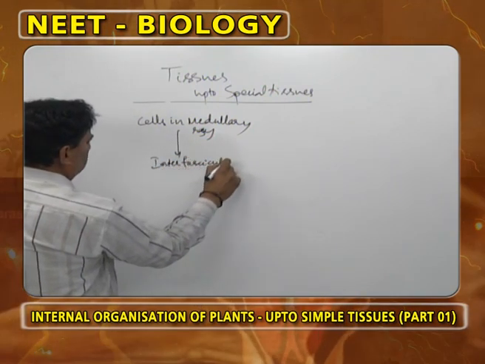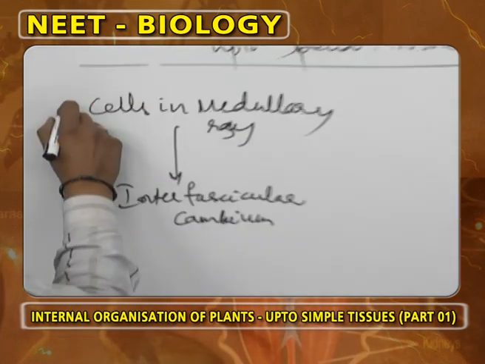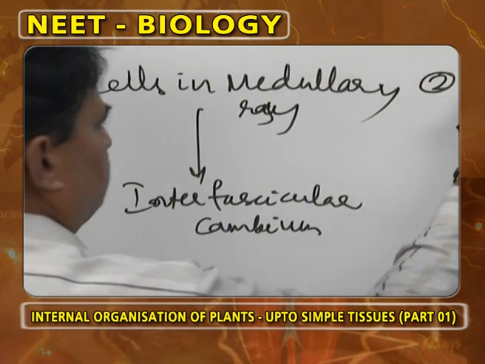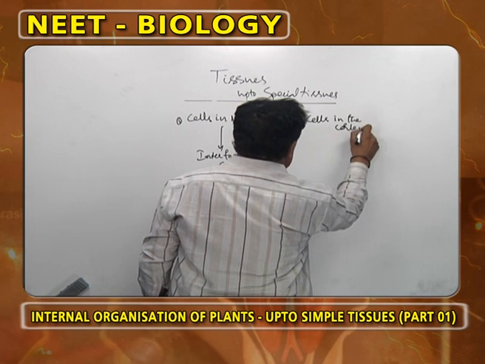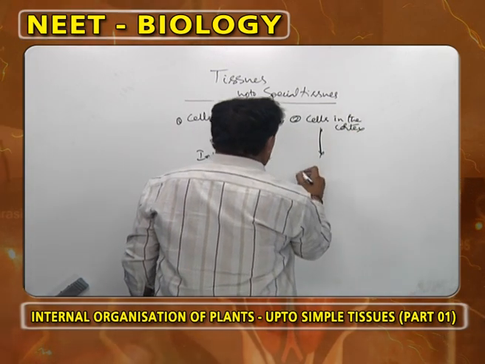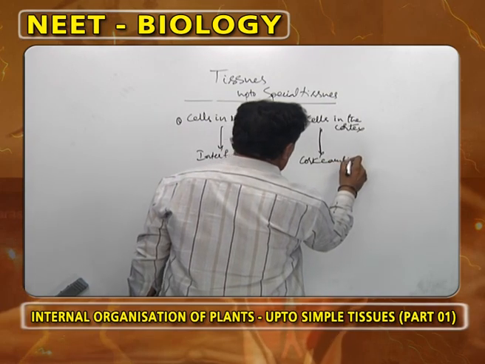interfascicular cambium. This is one example. Second, cells in the cortex. Cells in the cortex, either in the center or at the base, undergo dedifferentiation and produce cork cambium.